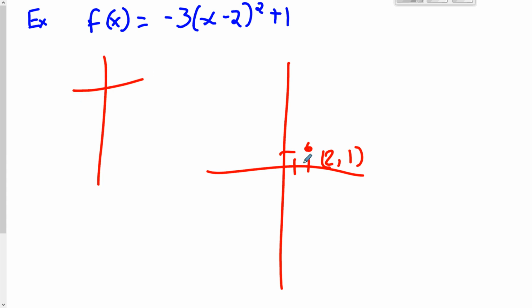I just want to do 1 to the left, so that's plugging in 1. So 1 minus 2 is -1. -1 squared is 1, times it by -3.